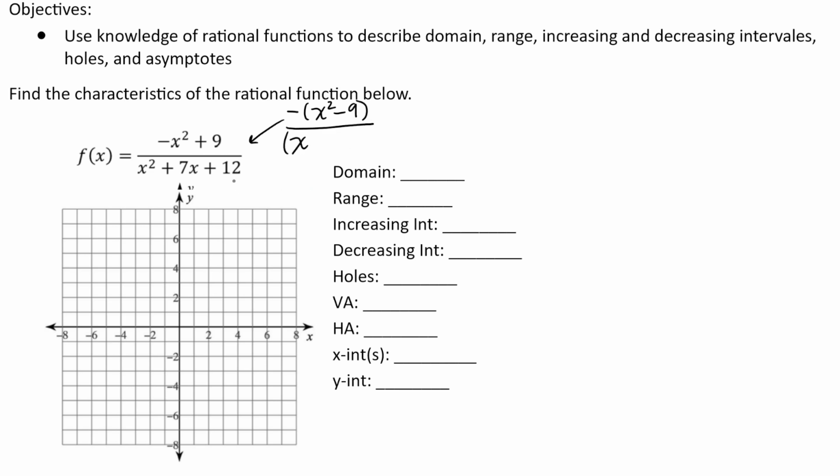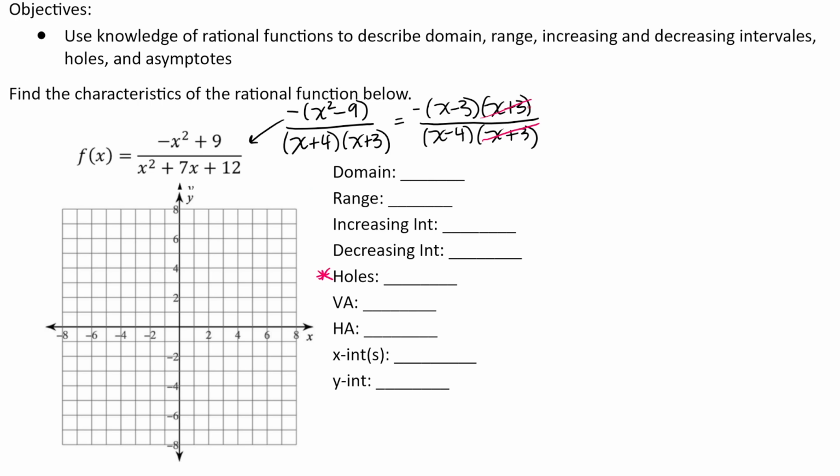And the denominator, what multiplies to 12 that adds to 7? That would have to be 4 and 3. Let's keep going. We can factor the top further into negative (x plus 3) times (x minus 3), which is great because that means we can reduce it. We have a hole.